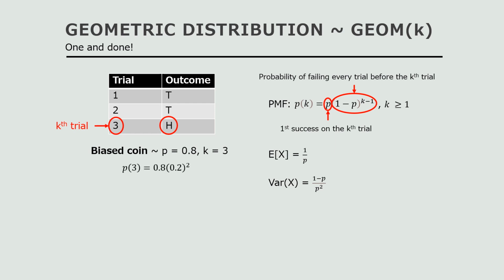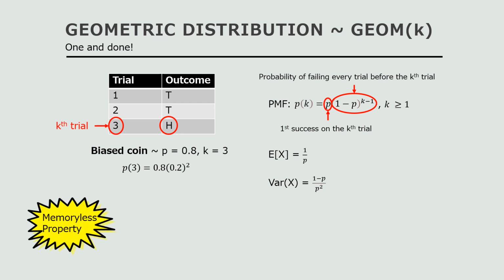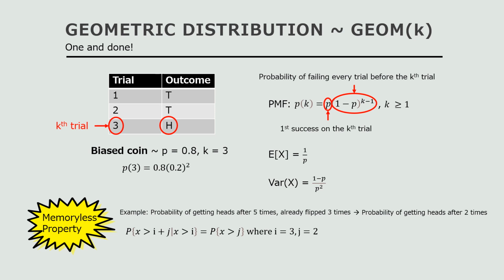One property that makes geometric distributions special is the memoryless property. Suppose you are calculating the probability of getting your first head after 5 or more flips, and you've already flipped your coin 3 times. The probability of this event is equivalent to the probability that you get your first head after 2 or more times. Essentially this, where in this case, i is 3 and j is 2. Geometric distributions forget about the first 3 coin flips, as that does not affect the probability of getting heads in the future.